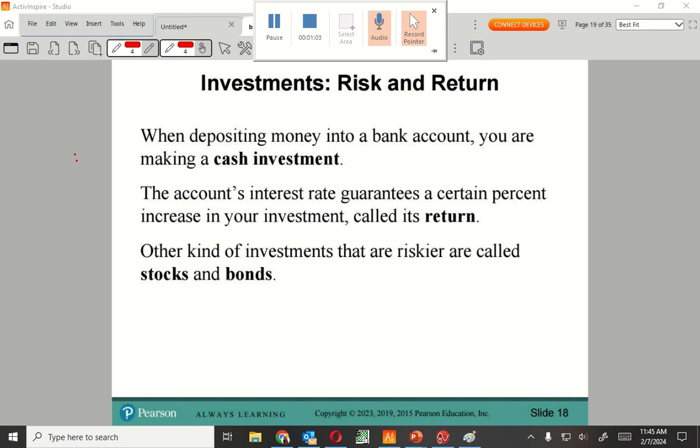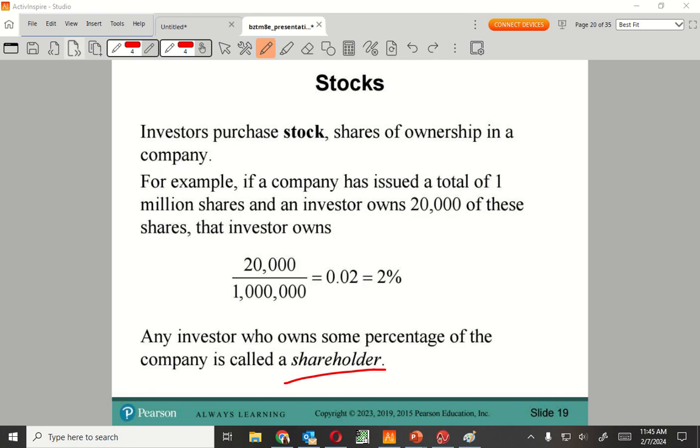Other kinds of investments are riskier, called stocks and bonds. These are similar to what we have for these investments, but you're investing in something different. Stocks. Investors purchase stocks, shares of ownership in a company. For example, if a company has issued a total of 1 million shares, and an investor owns 20,000 of these shares, the investor owns their amount divided by a million, 2%. Okay? 2% right there. And it's called a shareholder. Those people are referred to as a shareholder.